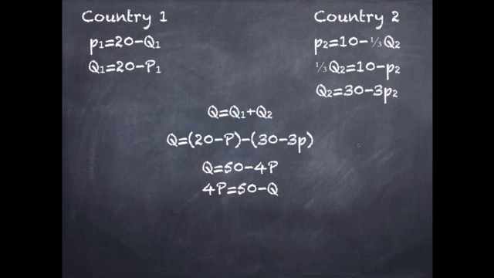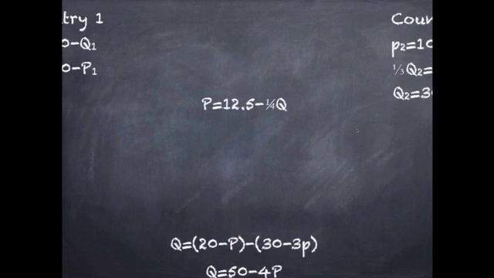So we have 4P is equal to 50 minus Q. We divide through by 4 and we get an inverse market demand function for those two countries of P is equal to 12.5 minus 1/4 Q. So now that we have the inverse demand function, we can calculate total revenue, marginal revenue, etc. in order to finish out the problem.